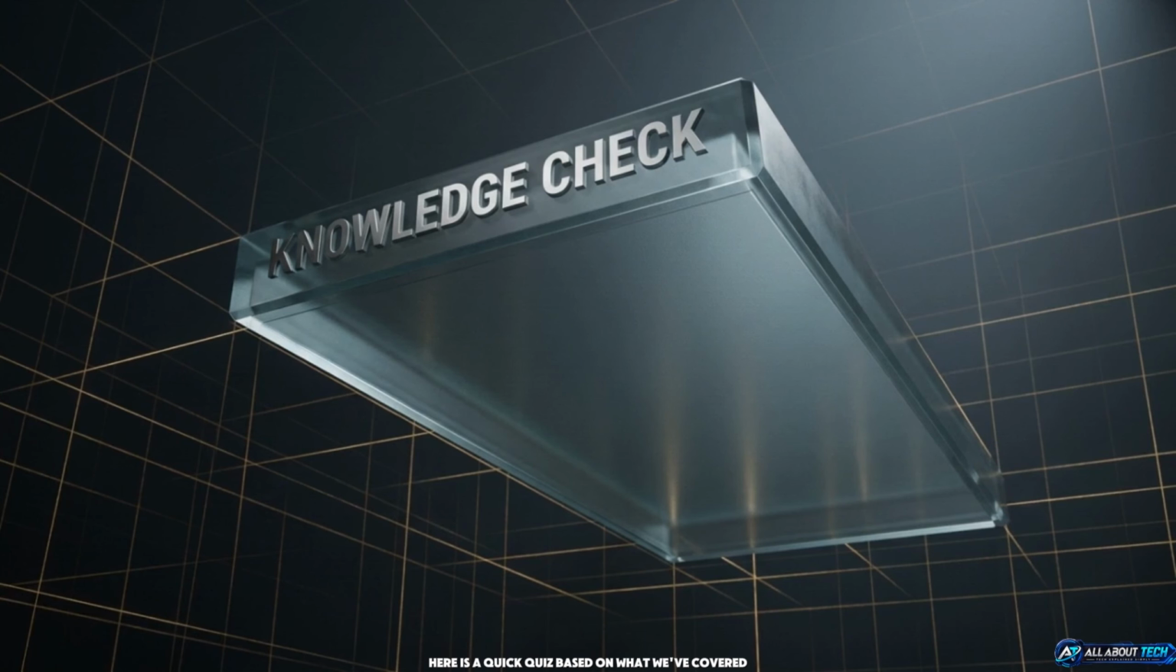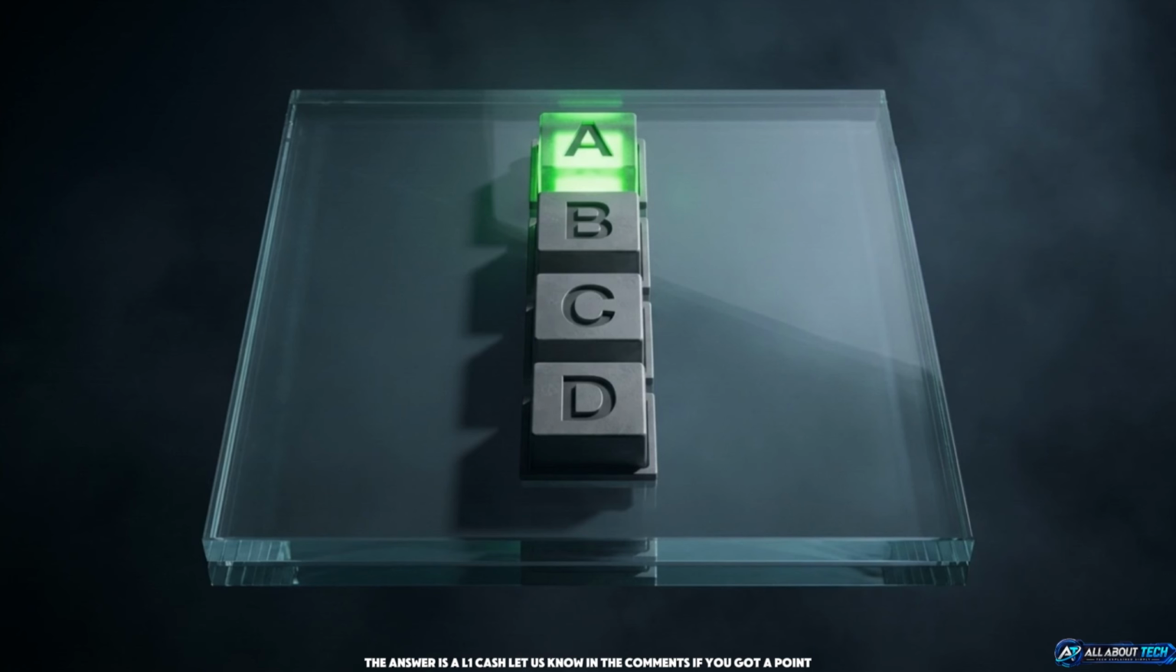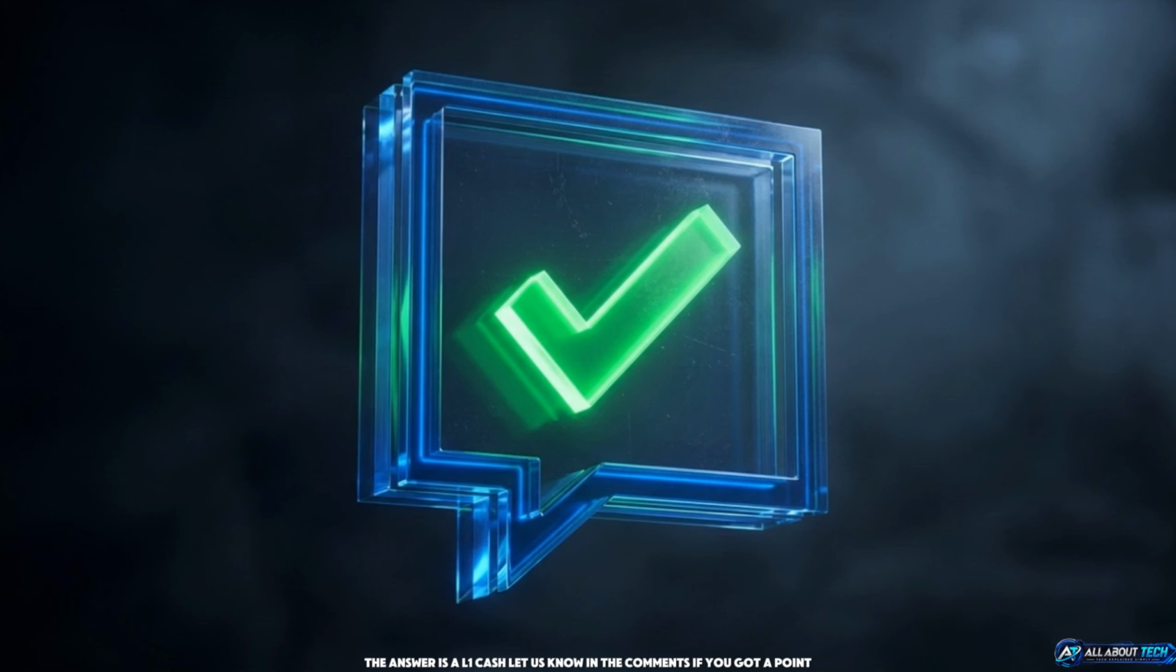Here is a quick quiz based on what we've covered. Which cache level is typically the fastest? Is it A, L1, B, L2, C, L3, or D, RAM? The answer is A, L1 cache. Let us know in the comments if you got it right.